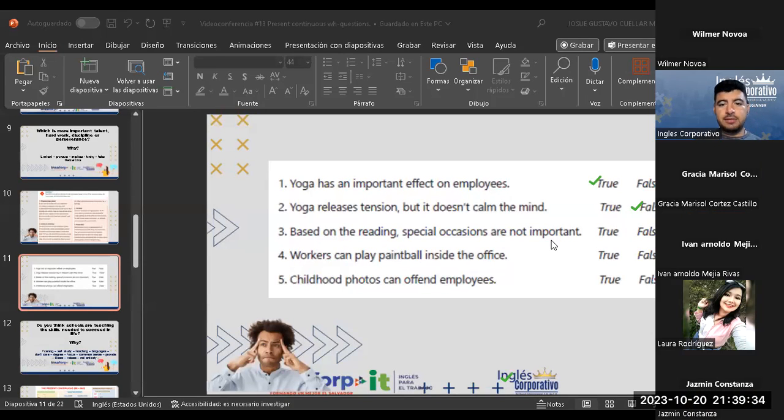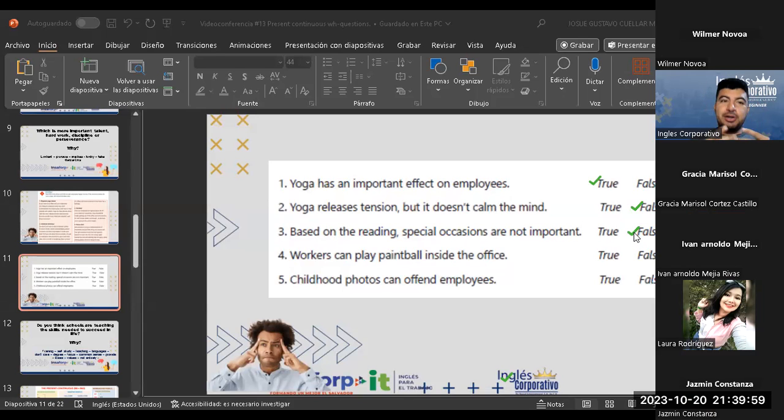Yes, because the person feels good. And it's good. Feels important. Nice. So, yes. Tomando en cuenta eso, Ricardo dice, basado en la lectura, las ocasiones especiales no son importantes. Entonces, yeah, false. It's false.